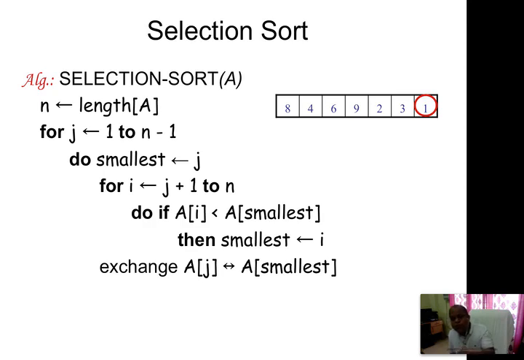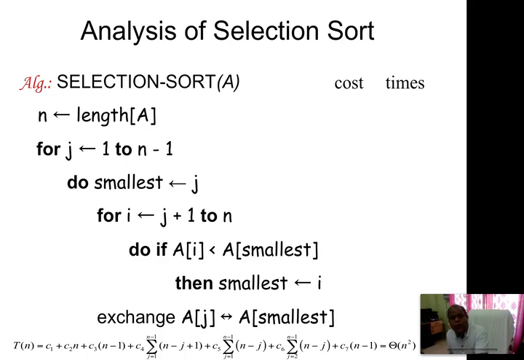Similarly for i is equal to the 6th position, smallest will not change because a[i] is not smaller than a[smallest]. For i is equal to 3, 9, no, smallest will not change. For i is equal to 4, where 2 is there, a[i] is 2 and a[smallest] is 4. In that case, you will go on and at last your smallest will be at position 1. And this you will exchange between a[j] and a[smallest], as I have already discussed.